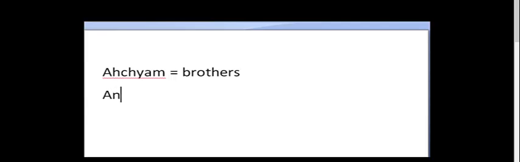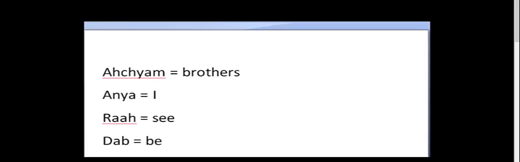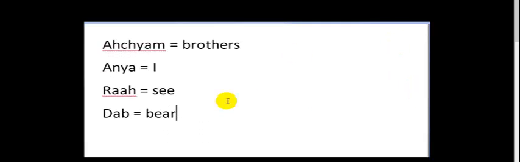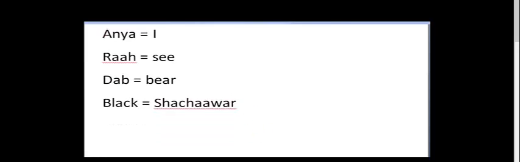The first word I want to start off with is anya, which is I, singular, when you're speaking about yourself. The second one is ra'a, which is see. The third one is dab, which equals bear, as the animal. And the next words, I'll just do a couple of colors. I'm going to do black, which is shakhor, and we'll do brown, which is shakam.